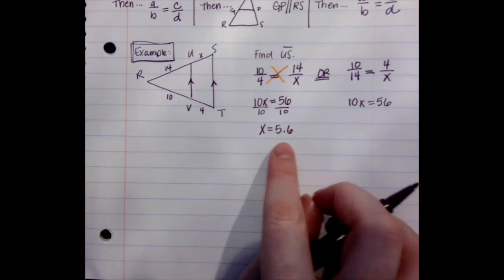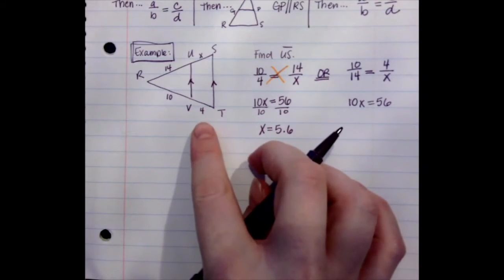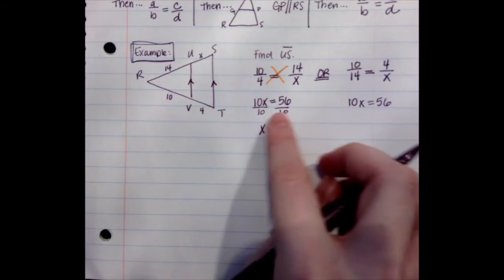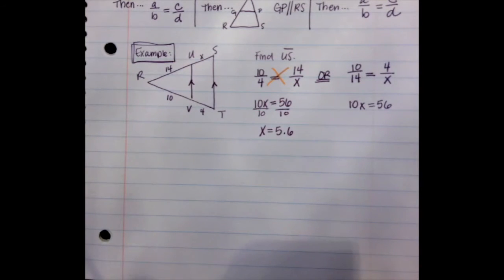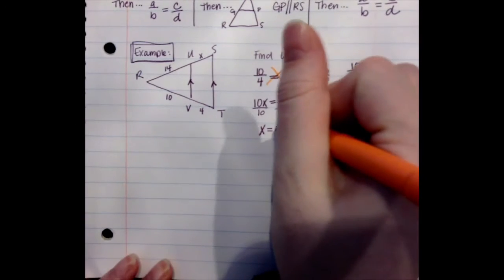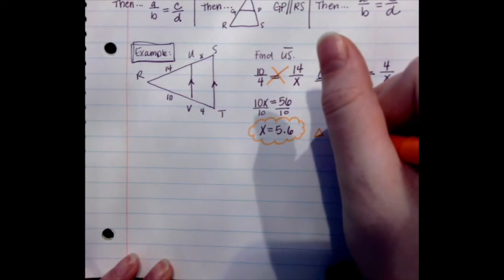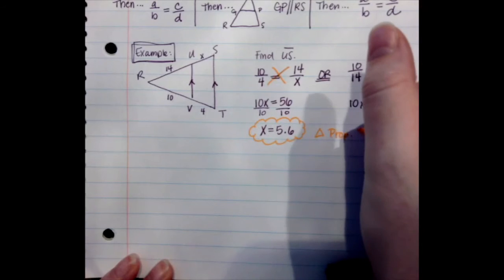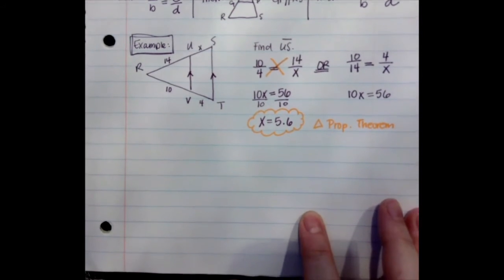And so what I like to do is, although our pictures we can't trust all the time, usually they're good enough, they're close enough, and I like to make sure this is at least reasonable. So looking at this line, 5.6 does seem fairly reasonable for this problem. So this is my answer. And it usually asks you what theorem you used, and we used the Triangle Proportionality Theorem to solve this one.